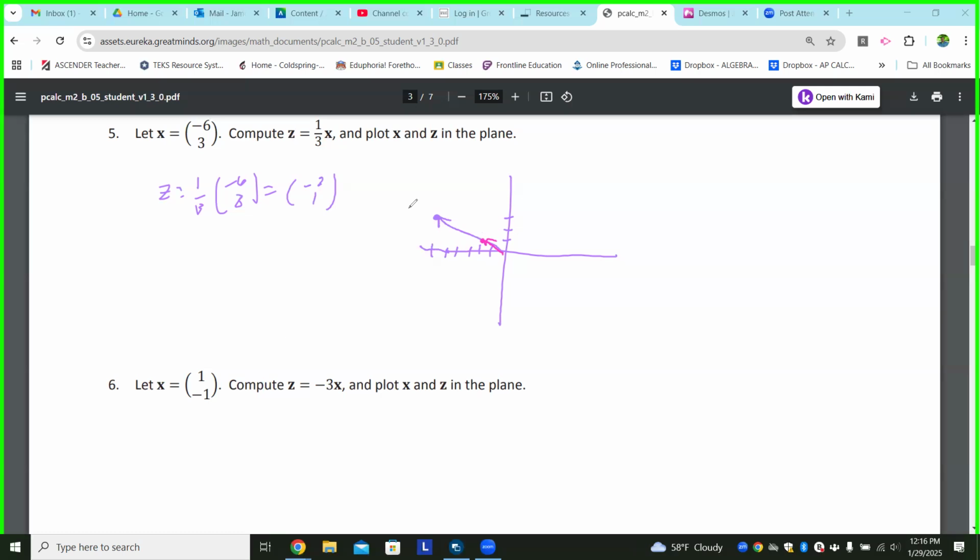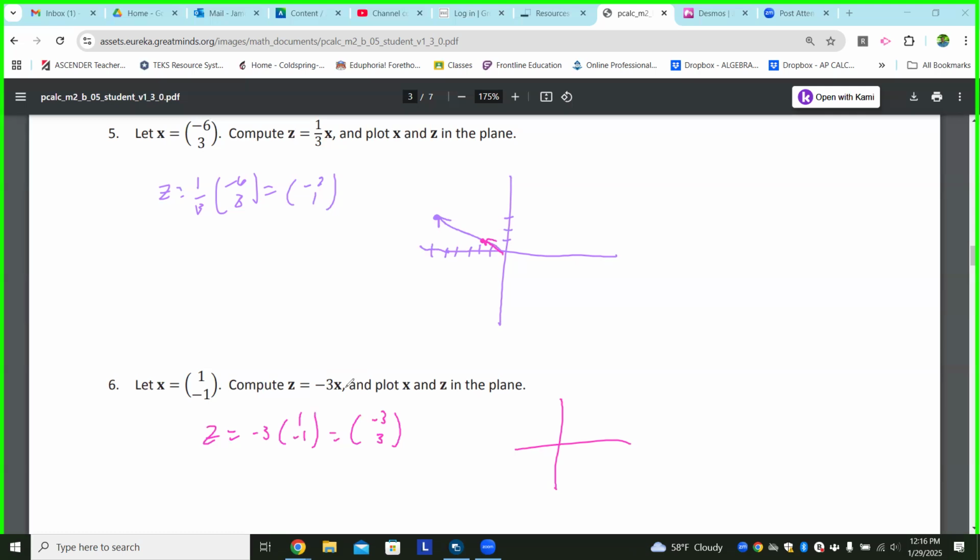All right, so let's check 6. So again, I want z to equal -3 times this matrix. So it's going to be -3 times 1, -1. I keep saying matrix, the vector technically. And so this is -3 and 3. What do you think is going to happen with this one? It's going to be 3 times.